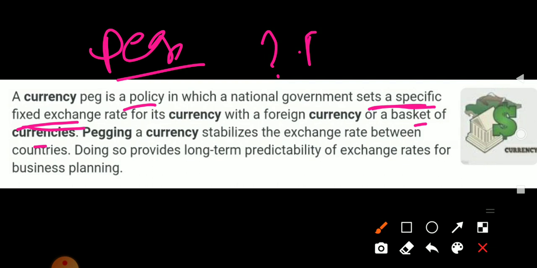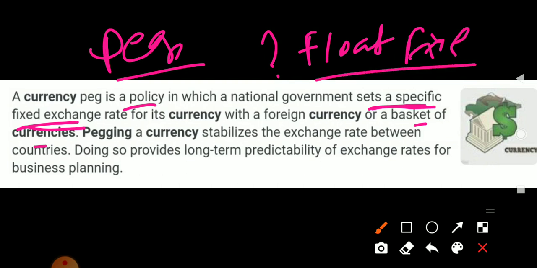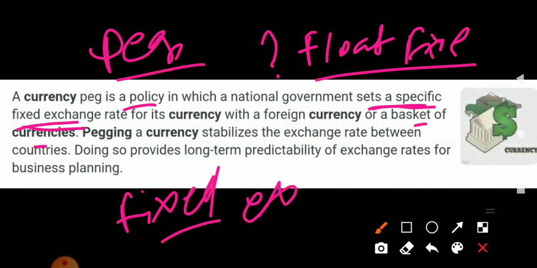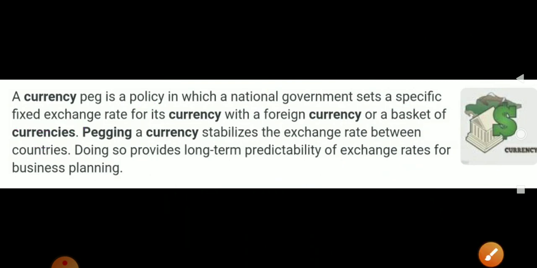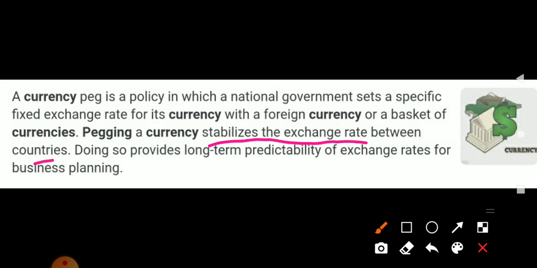So normally we are also going to discuss there are two types, like floating and fixed. So in case of pegging currency, any country or any national government can set a specific fixed rate. So here a fixed exchange rate is applied, right? So it's completely fixed. And what is the government or the country gaining from this step? This is the gaining factor: pegging of a currency stabilizes the exchange rate between countries. It reduces the fluctuation of the currency with respect to others.